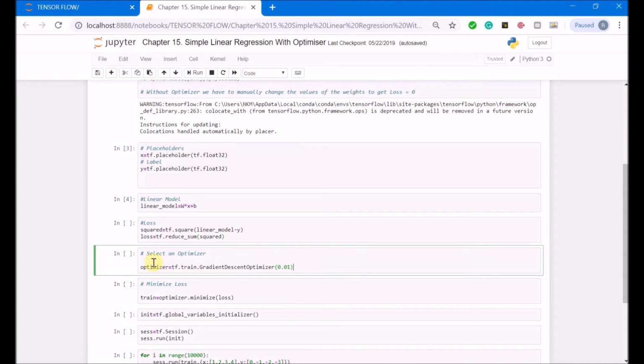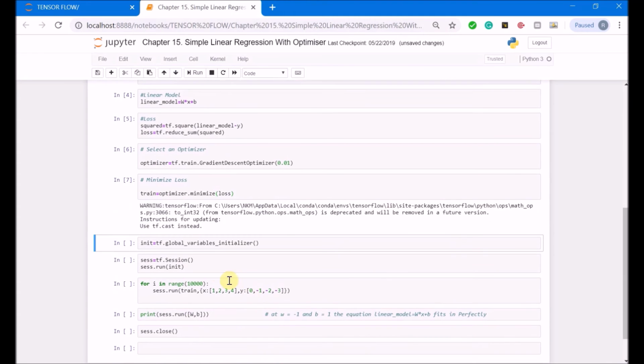Now we are calling this an optimizer. You can rename it the way you want. Let me run these 2 lines of code, and after that, whatever is the output from the optimizer, we are going to minimize the loss and put it to a variable called train. After that, since we are making use of variables, init equals tf.global_variables_initializer. We're going to start our session with the name sess. We're going to run the session with the value of init.